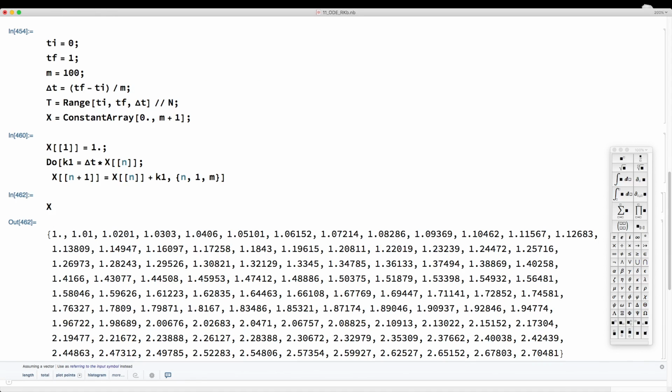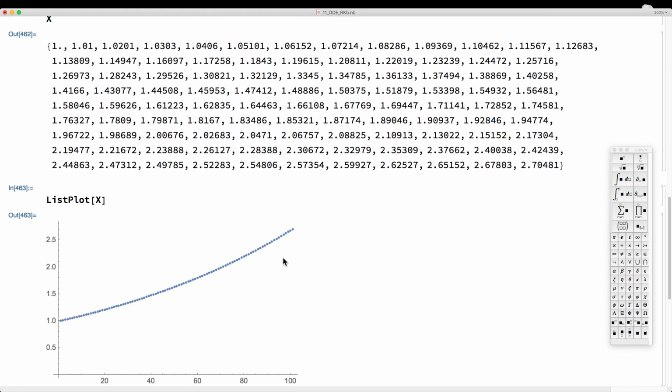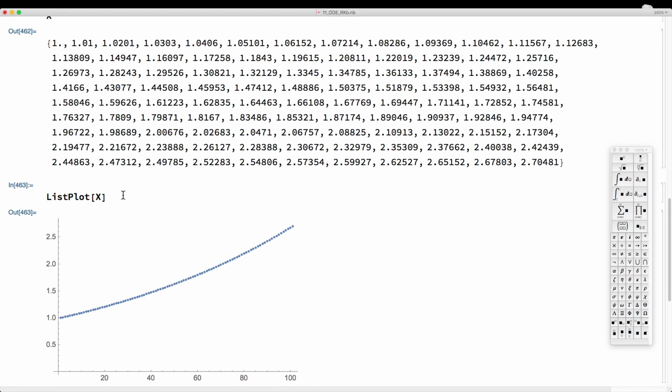So we can plot this result if we want to. So for example, I can do list plot of x, and we can see the solution. Now if I just do list plot of x, it's going to show me the values of x, and here we're just going to have the first element, second element, third element. So that's just the number of each element of x, and because x has 100 elements, this axis goes from 0 to 100. But that's not the most useful thing.